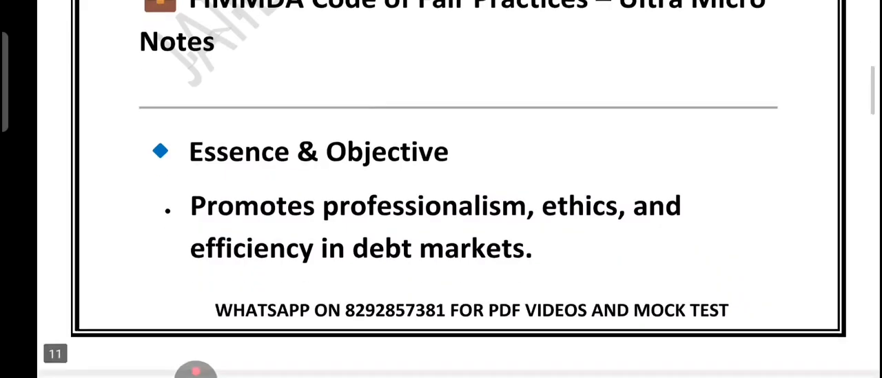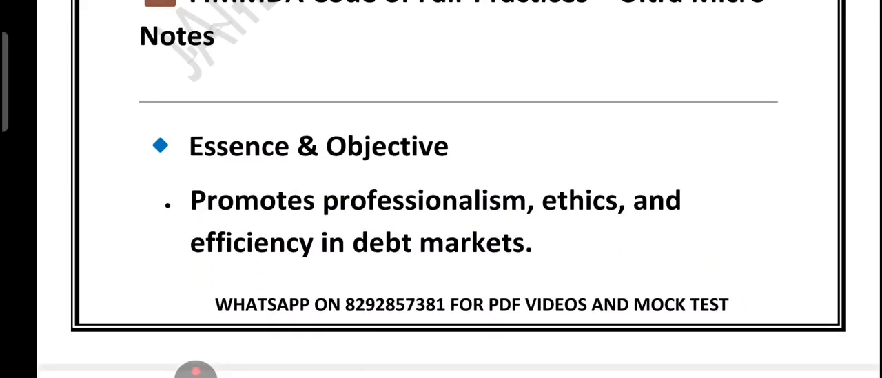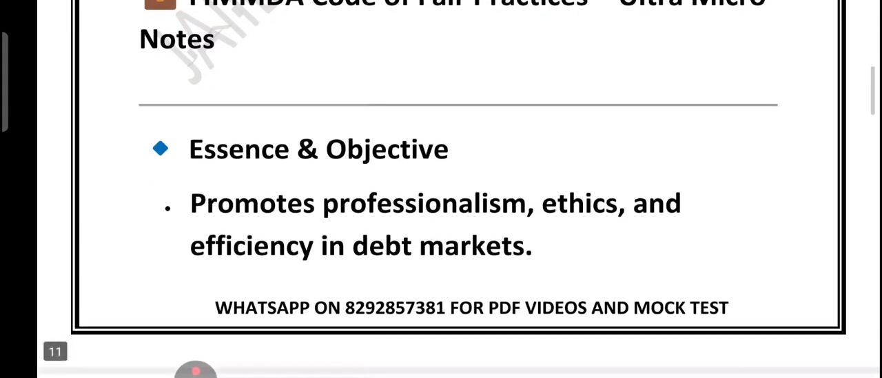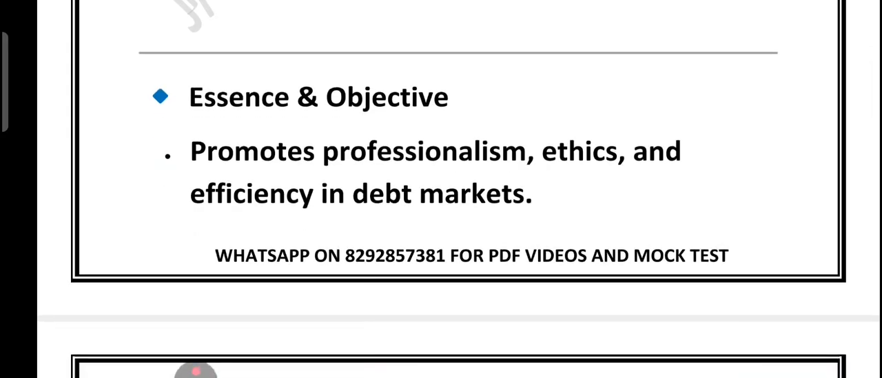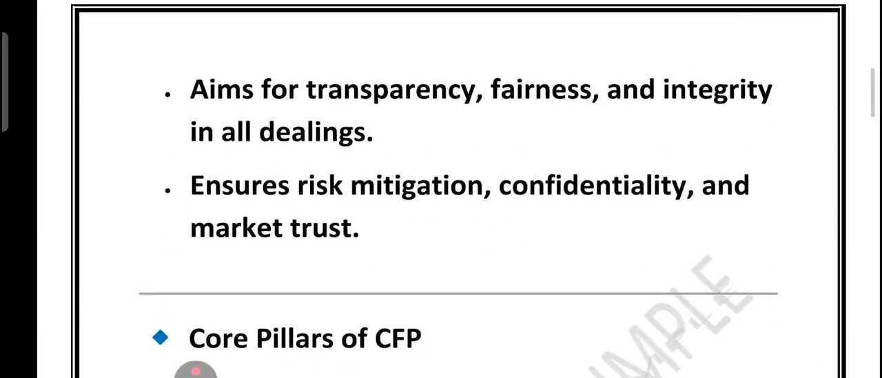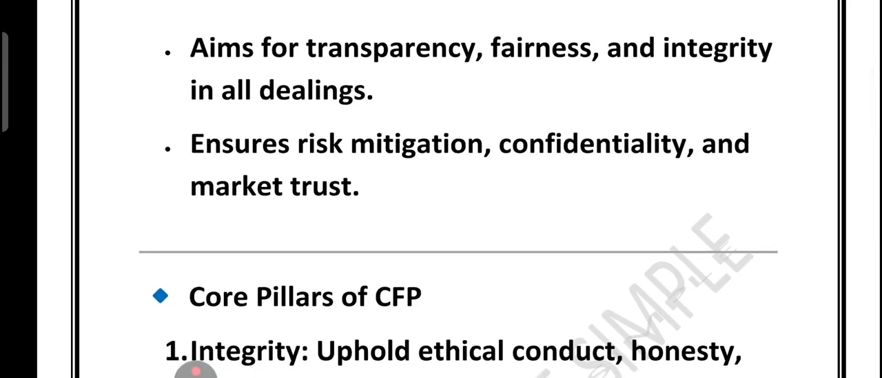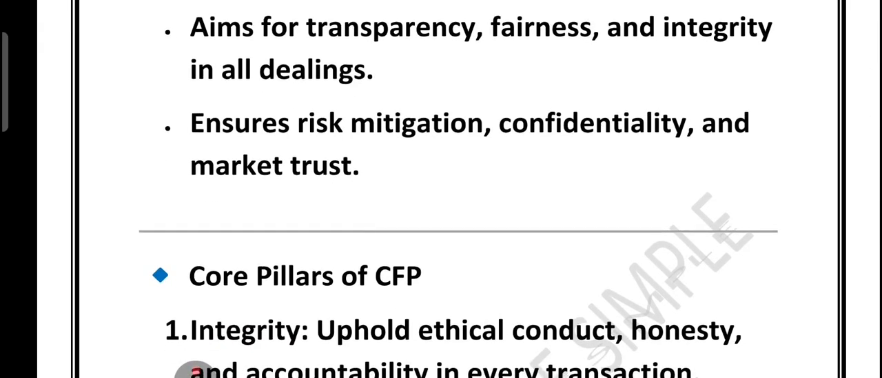First of all, let's understand its essence and objective. The main goal of the FIMDA Code of Fair Practice, CFP, is to promote professionalism, ethics, and efficiency in the way debt market participants operate. It aims to make sure that every transaction is carried out with transparency, fairness, and integrity. It also focuses on risk control, protecting confidential information, and most importantly, maintaining trust in the market.